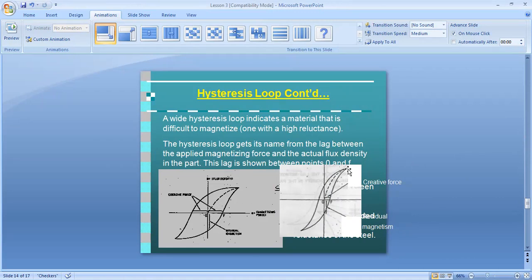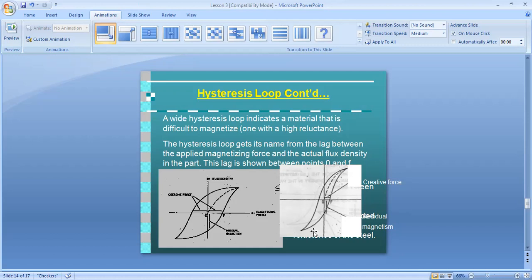So you just see that this is the saturation point. This saturation point is high in this diagram, and in this one, saturation is less. When we are getting a less saturation point, the permeability is less, and you will get less permeability if the material is high carbon steel. So the first hysteresis loop is for high carbon steel, and this is for low carbon steel.